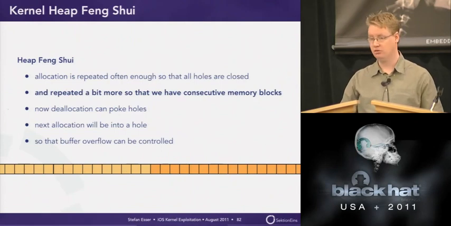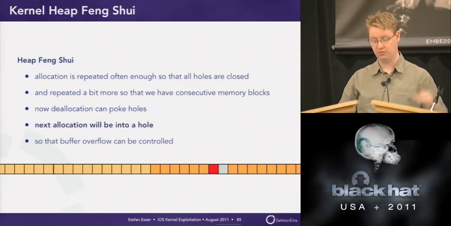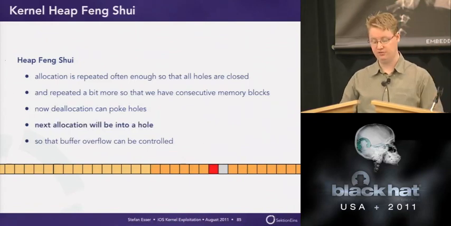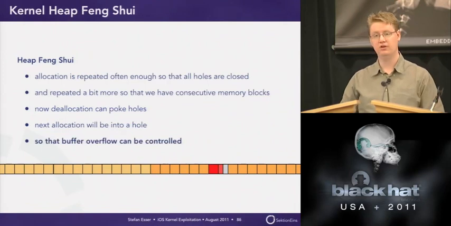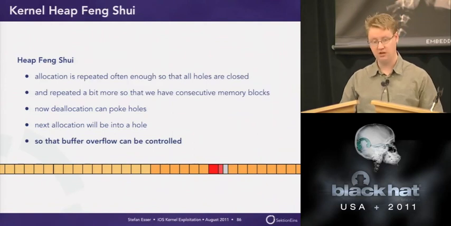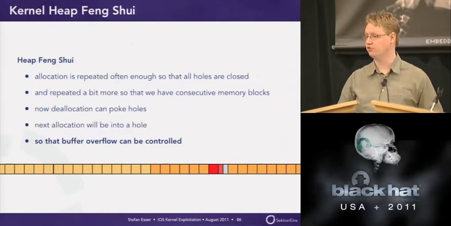Now you can poke a hole by closing one of the sockets, and then you do it again so that you have a second empty block. When you allocate something now, the last free block was the top of the free list, so when it's allocated it gives you this one. And if this overflows now, you overflow the free block, and you can replace the next element in the free list. So this is the normal way you do heap Feng Shui in the kernel.